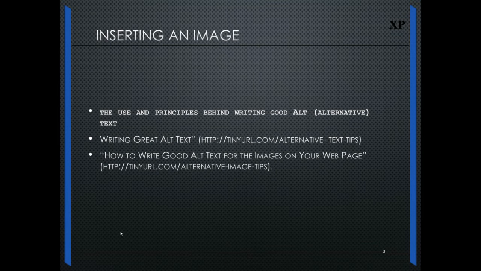So before you learn how to work with image files, you first have to create a child page from your site template. From there, you can explore multiple methods for inserting raster images into your layouts. You want to make sure that you use and the principles behind writing good alternate text. There are two helpful resources for this: Writing Great Alt Text and How to Write Good Alt Text for Images of Your Web Pages. I have provided the links to those articles on the screen here.